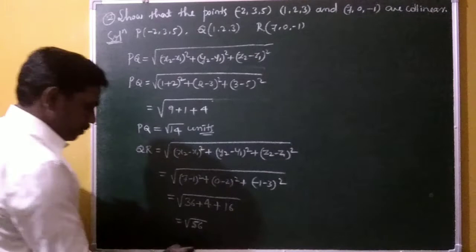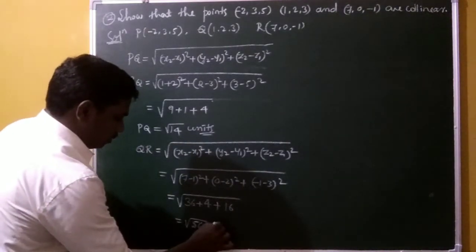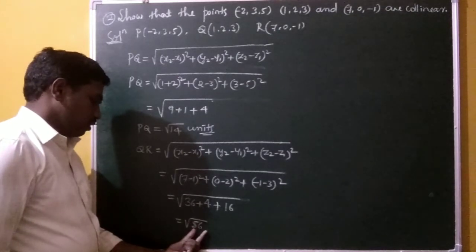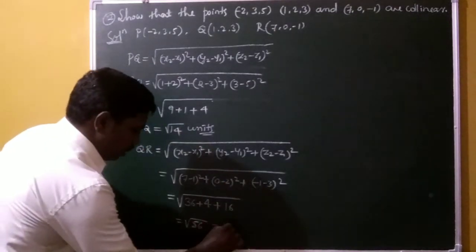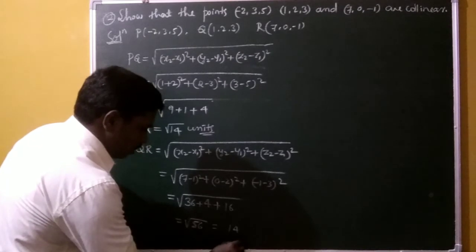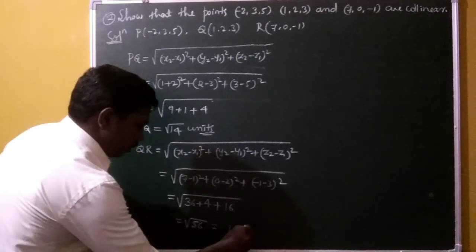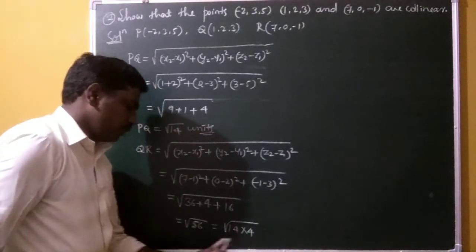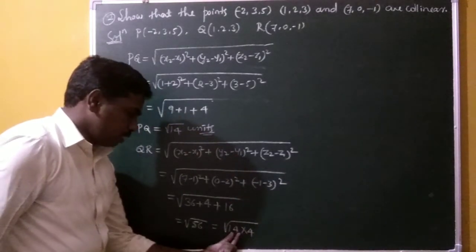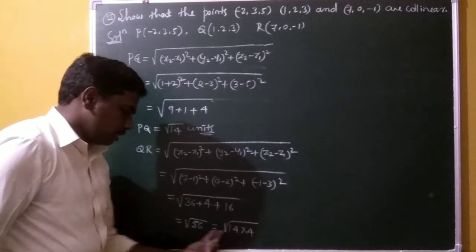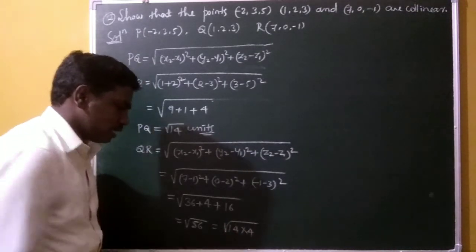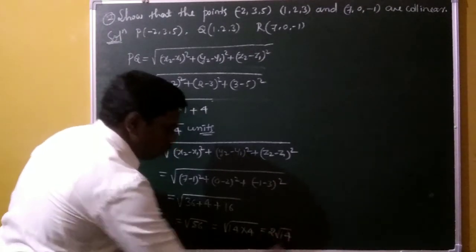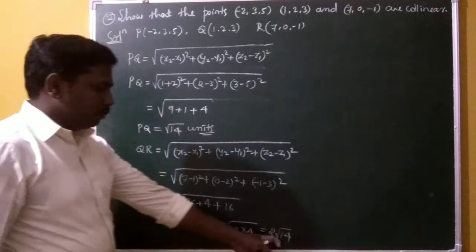Okay. Then we can write 56 as 14 into 4. 14 4s are 56, you see. 4 4s are 16, so 6, 4 1s are 4, so it becomes 56. So what can we write this as? 2 times root 14.